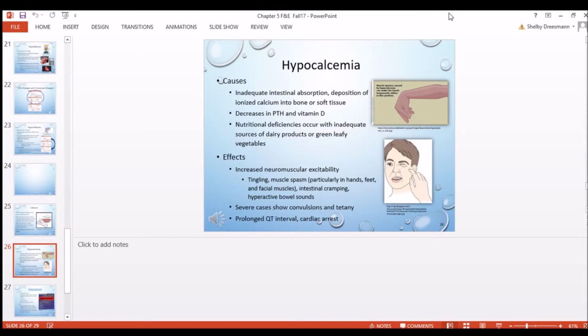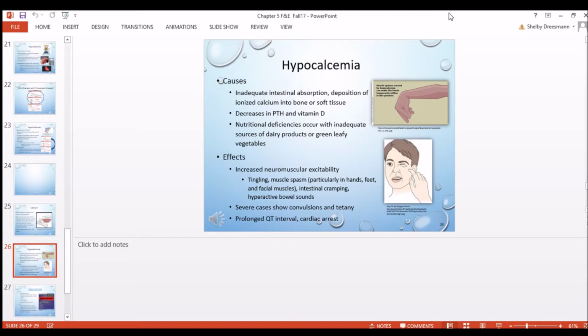Hypo could be inadequate intestinal absorption, deposition of ionized calcium into the bone or soft tissue, decreased PTH. So PTH is what takes calcium from the bone to make higher calcium blood levels. So if we have a decrease in that, we're not getting enough calcium. And decrease in vitamin D. Nutritional deficiencies can cause this, so inadequate dairy products or leafy green vegetables.